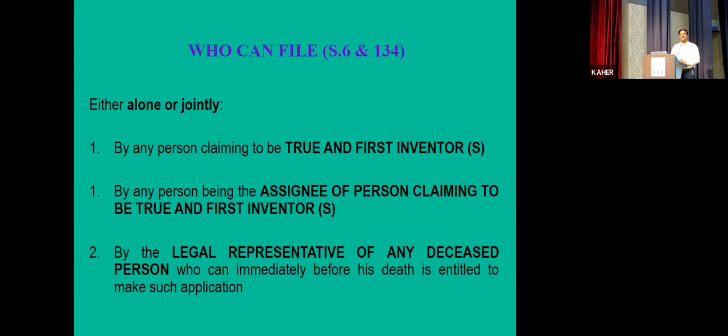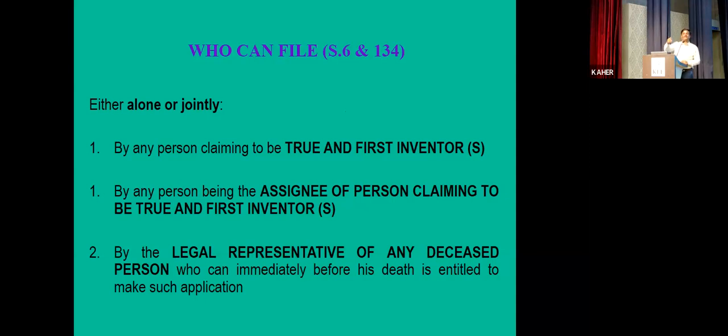Any person either alone or jointly can file. Any person who is an inventor, primary rights vest with the inventors. Who has created, he will be the first owner of that. If he is transferring, others will get it. Otherwise, he will become the owner of that patent if he is the applicant. So any person who has invented, he can file a patent or he can transfer.